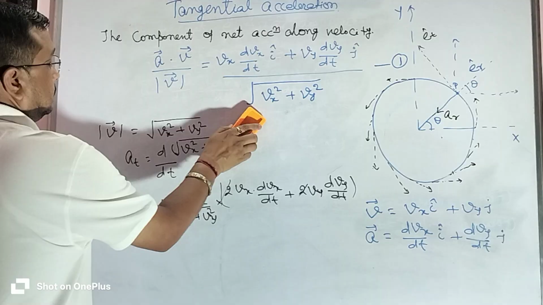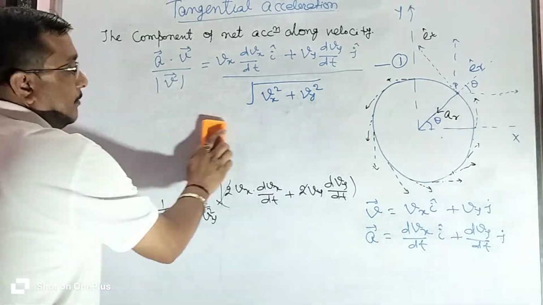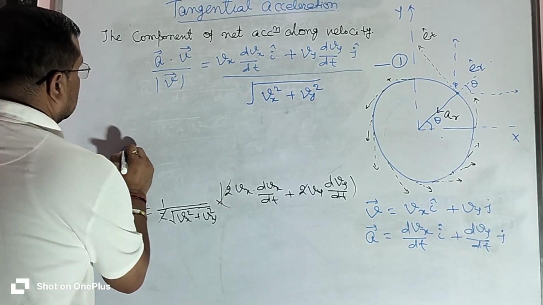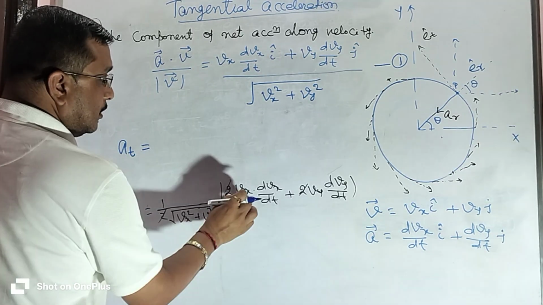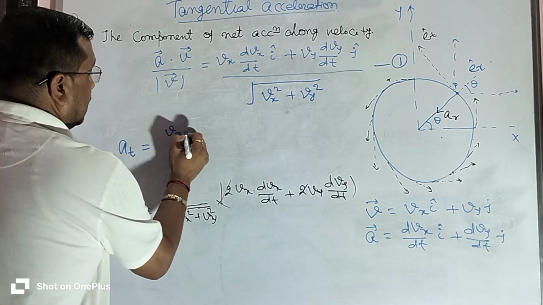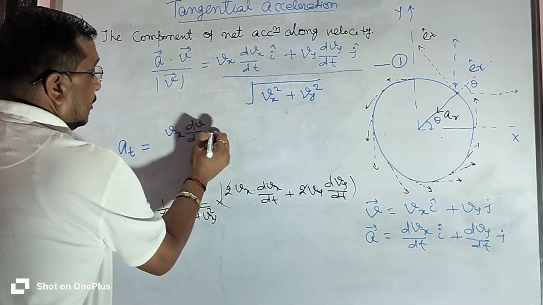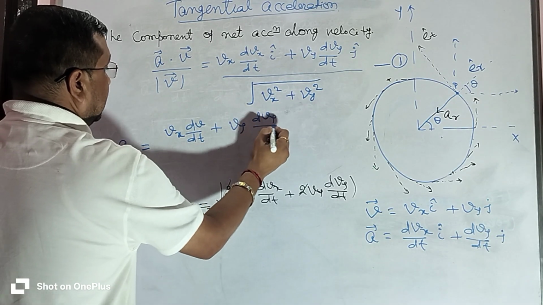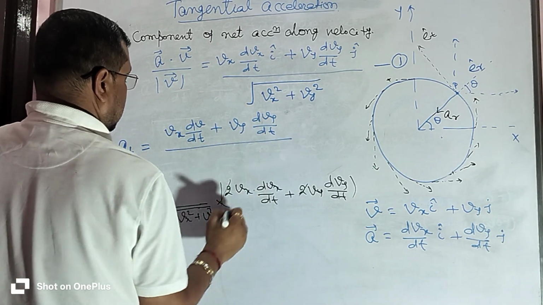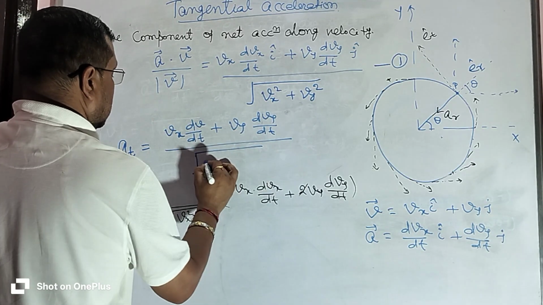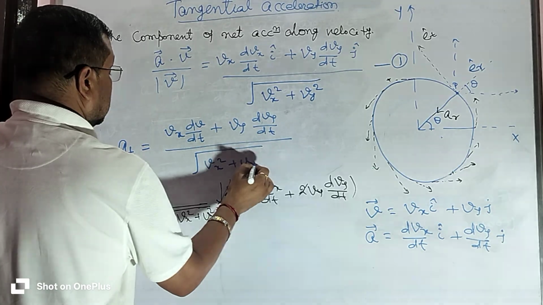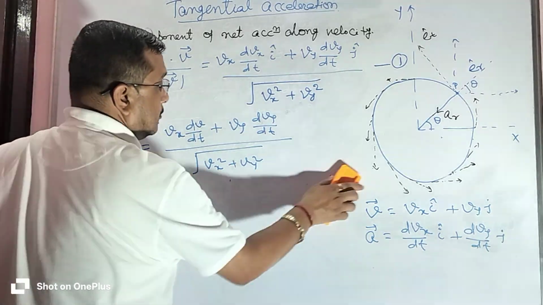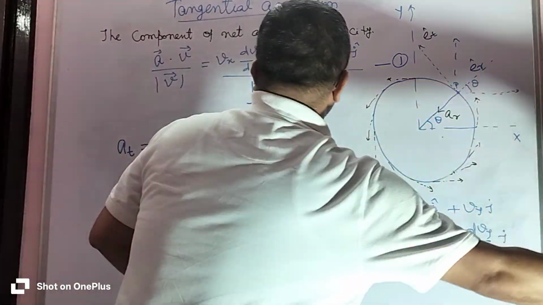So what we can write from here? At equals to Vx dvx by dt plus Vy dvy by dt, by under root Vx square plus Vy square. Now remove this also. This will be equation number 2.